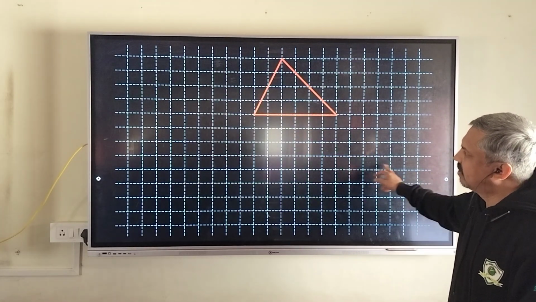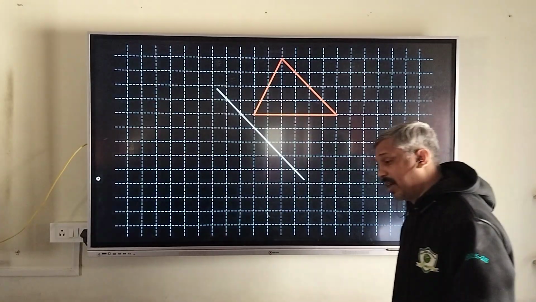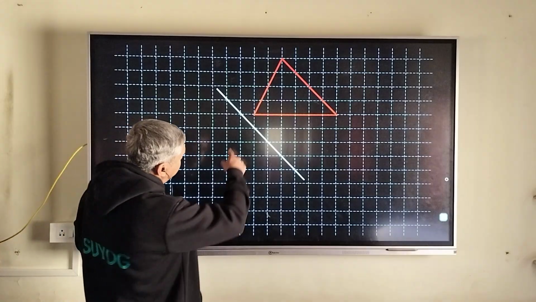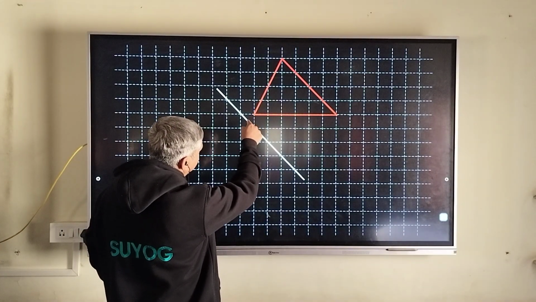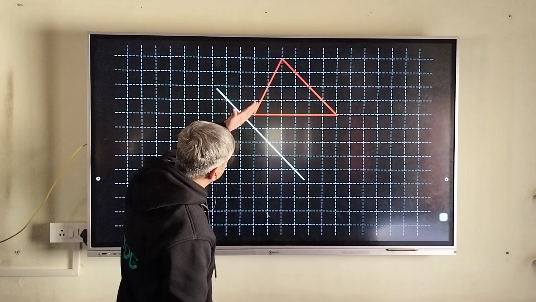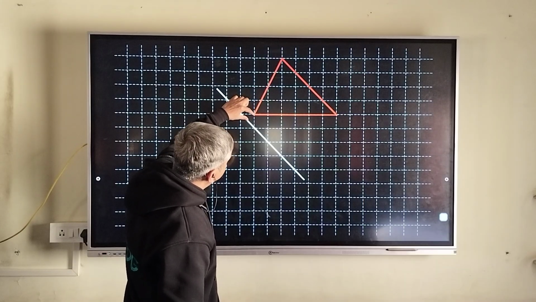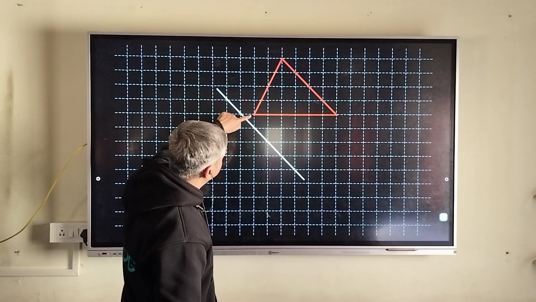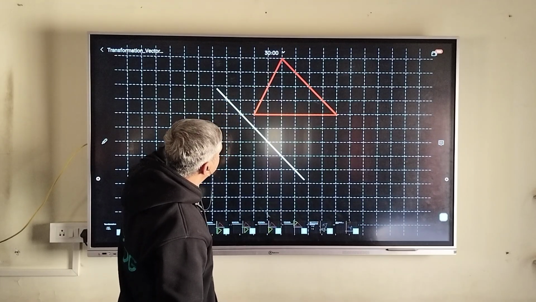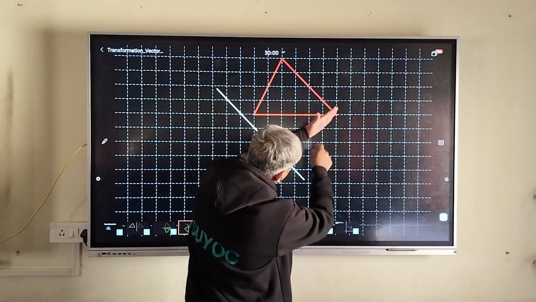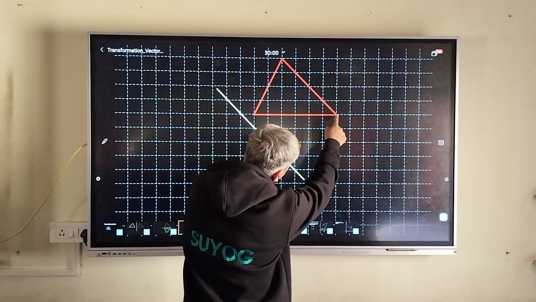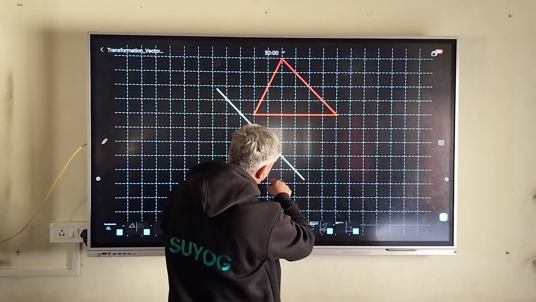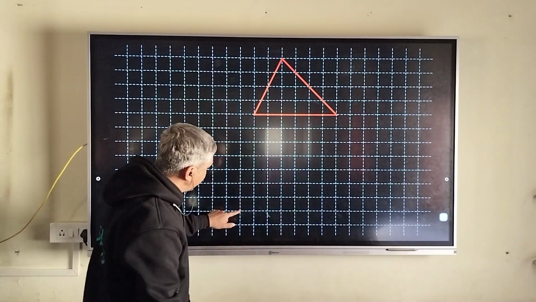The same object. Now the mirror is inclined at 45 degrees. Now draw from this point a perpendicular on the mirror. This will be the perpendicular. And take the same distance on the other side of the mirror and mark the point. So this point will have its image here. This point should have its image 1, 2, 3 and 3 and a half, 1, 2 and 3. Here it should be here.